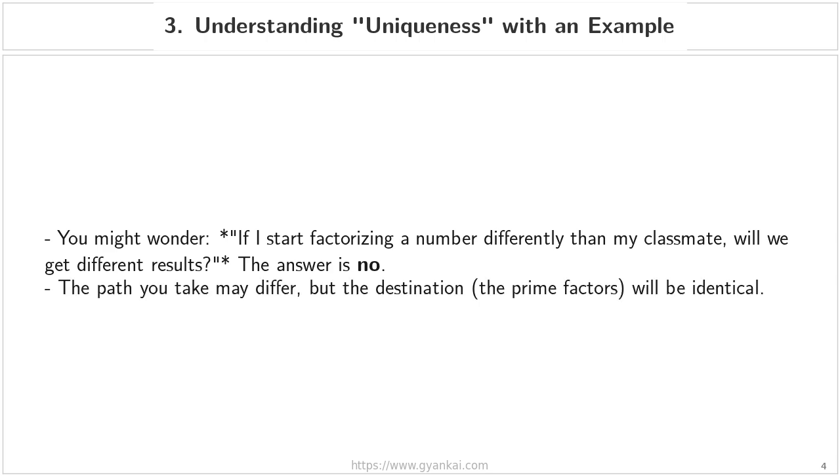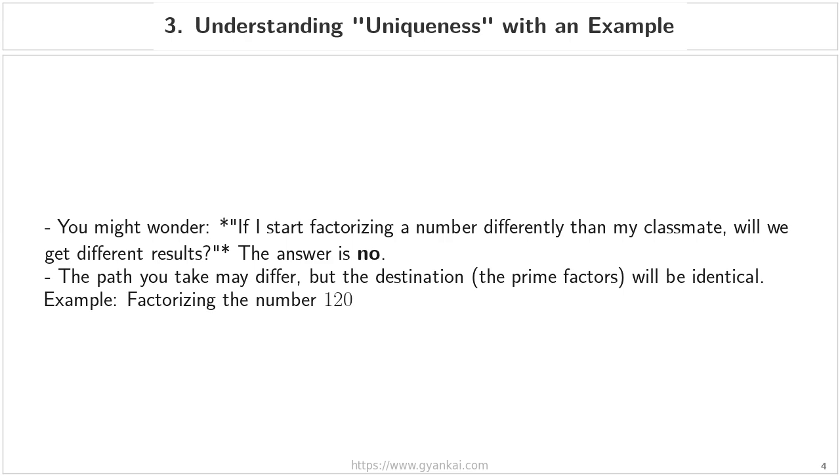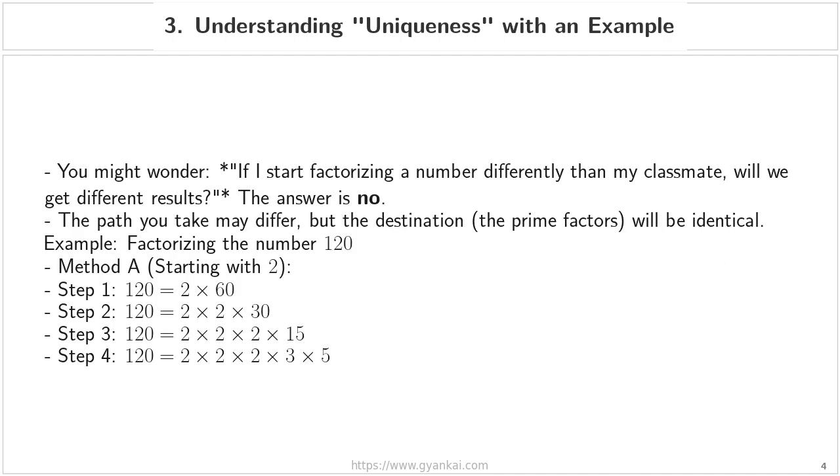As we discussed in the previous slide regarding uniqueness, the path you take through the factor tree may differ, but the final destination, the set of prime factors, will always be identical. Let's look at a concrete example to prove this. We are going to factorize the number 120. First, let's look at method A, where we start by dividing by the smallest prime, which is 2.